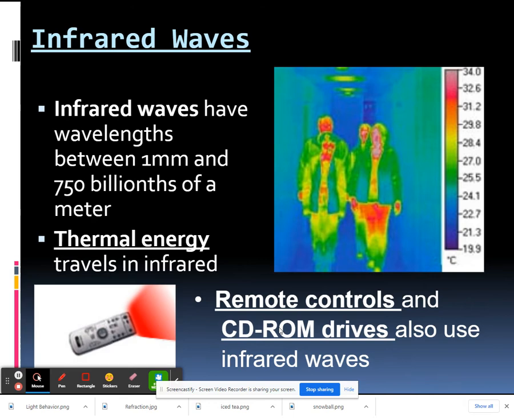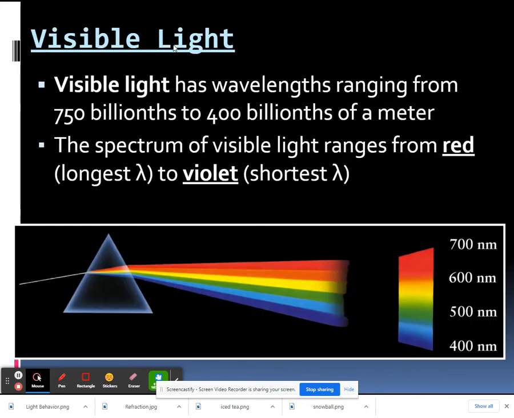CD-ROM drives are also, if you know what those are, they're kind of obsolete now. Like DVD drives, that kind of thing. They usually read the disc using infrared. Now, the last little part of infrared is a word you probably recognize. R-E-D, red. That's because just shorter wavelength, higher frequency than infrared is the first color we can see within the visible light spectrum, and that is red. Infrared goes to red. Then you have red, orange, yellow, green, blue, and violet.